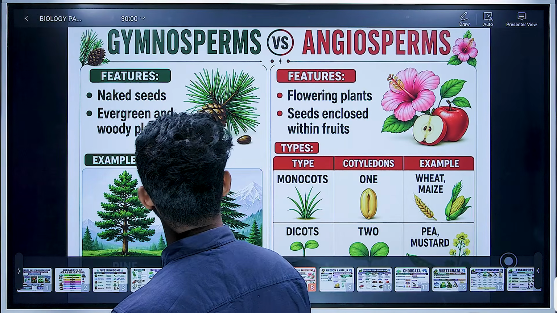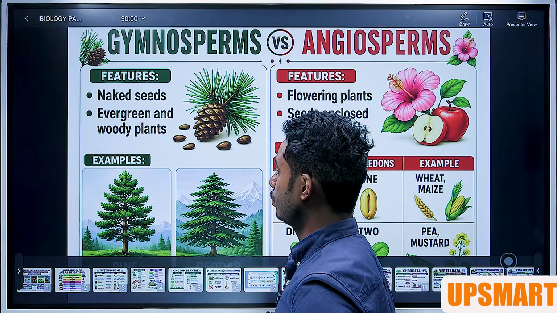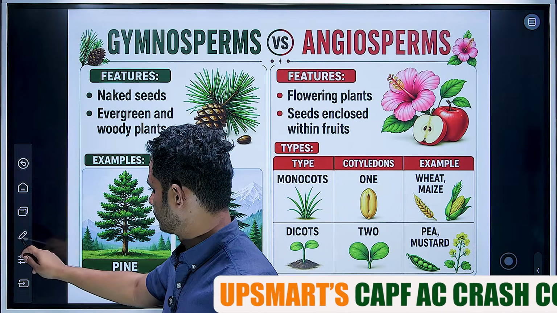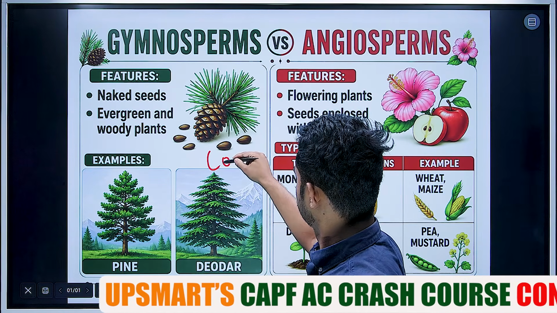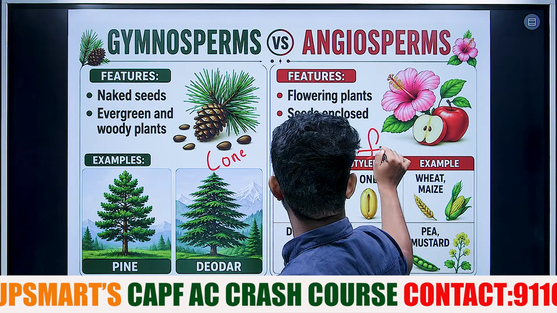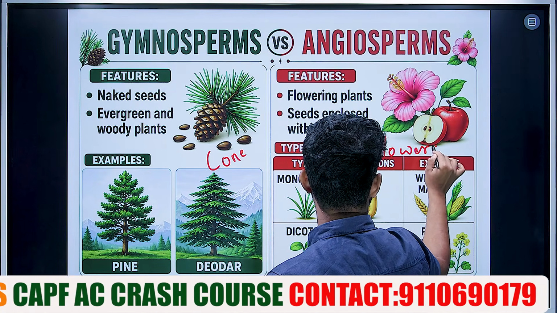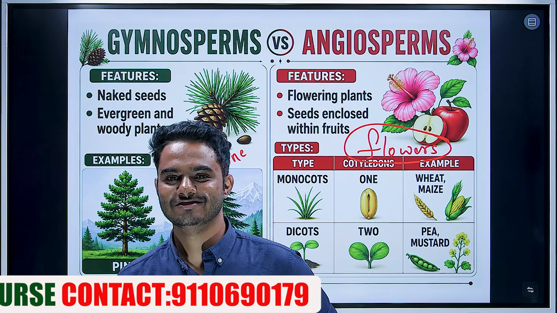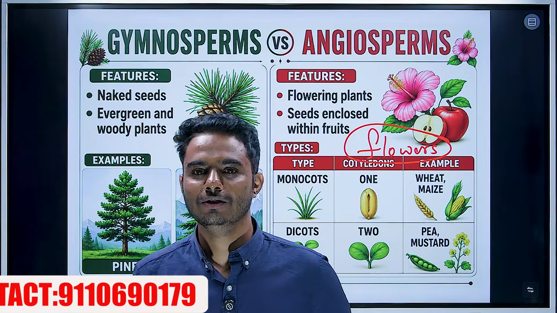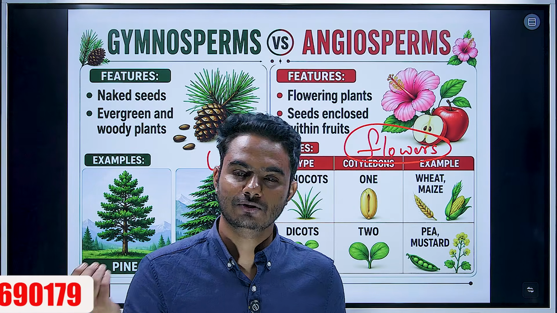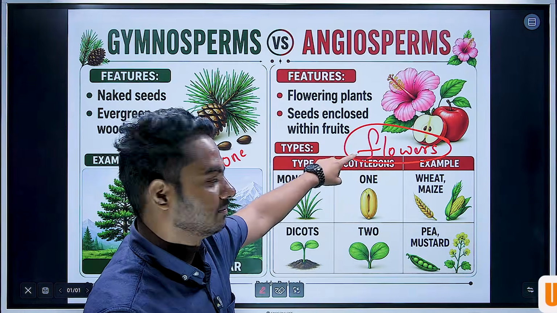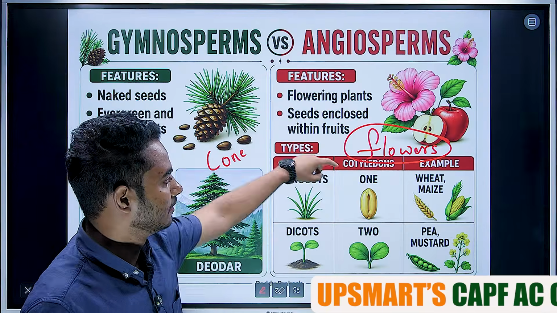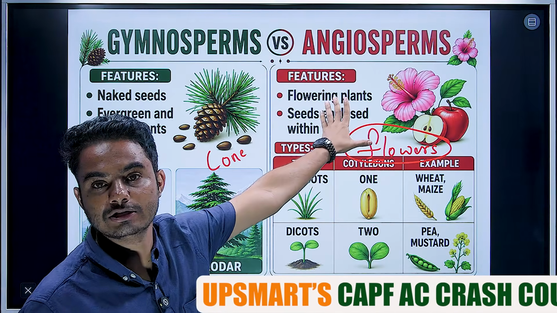Now we'll differentiate between the gymnosperms and angiosperms. I told you gymnosperms have cone-like structures, and angiosperms will have flowers. How will you remember? Angels will be with flowers. You see, flowers give beauty to the girls. Fine, I'm just making sure you remember. Don't take me as a bad person, okay? Angiosperm, flowers. Easy. Now you remember the angiosperms, right?